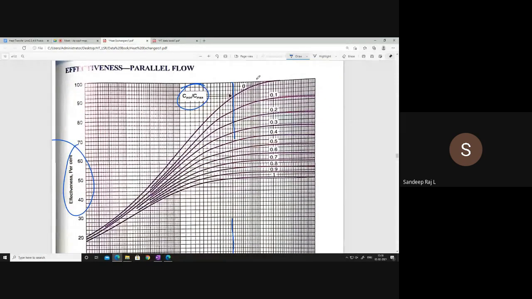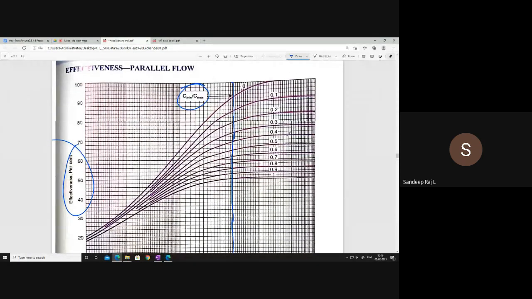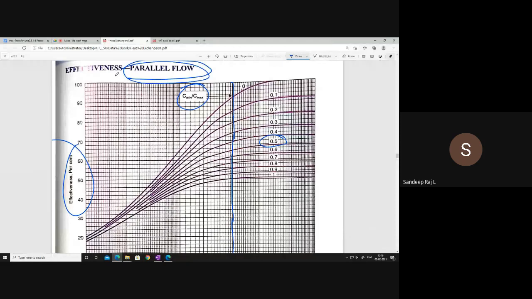You have to draw the vertical line on the black line with a pencil. Actually, don't use the data book the way I am using it. If you use it like me, you will not be allowed to take it to the examination. For the examination, you have to buy a new one. So use pencil for your data books. Fine. So what is the C min by C max value? You got it around 0.5. Sir, counterflow? Yeah, this is a parallel flow. Okay, for parallel flow you can use this.